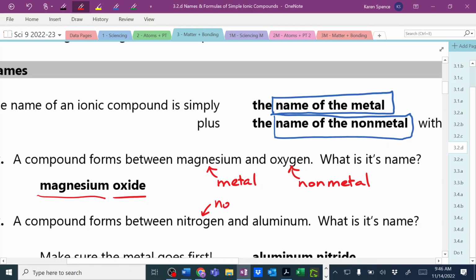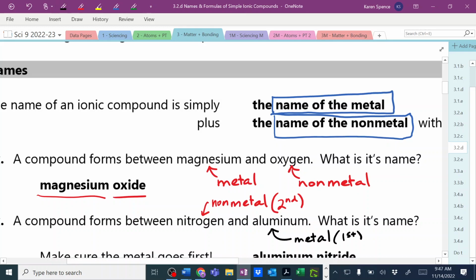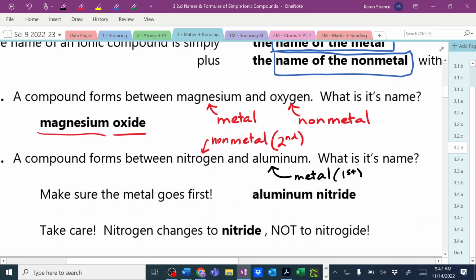Now, if I give you nitrogen, is nitrogen a metal or a nonmetal? It's a nonmetal. So it's going to come first or second? Second. Oh, and I wrote no metal, which kind of is accurate, but is not spelled right. And we have aluminum. Aluminum is a metal or nonmetal? Metal. So it's going to come first. And we just name it aluminum nitride. And remember, not nitrogide. Remember, it's always that first syllable plus ide.